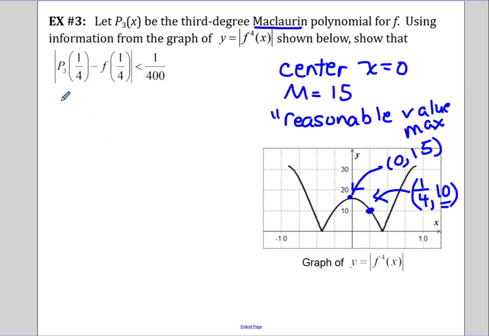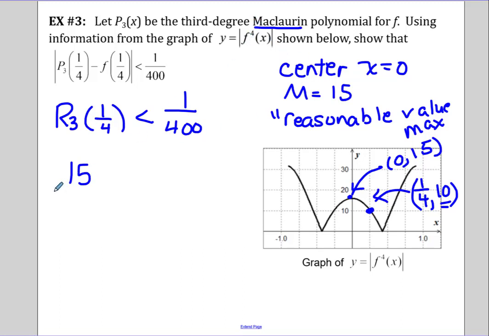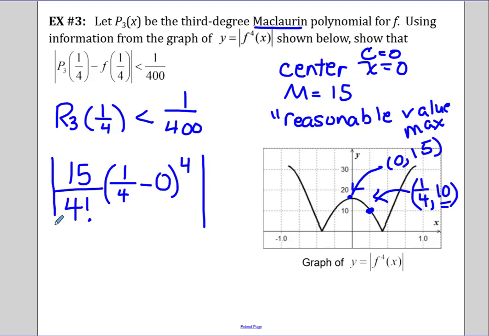So let's think about this. How can we put this together? The r sub 3 of 1/4 has to be less than 1 over 400. And this value is the maximum, which is 15, and we're the fourth derivative, so over 4 factorial, and our x minus c is going to be 1/4 minus c, but c was 0. Our c value, we're centered at 0 to the 4th power, and we want that absolute value.